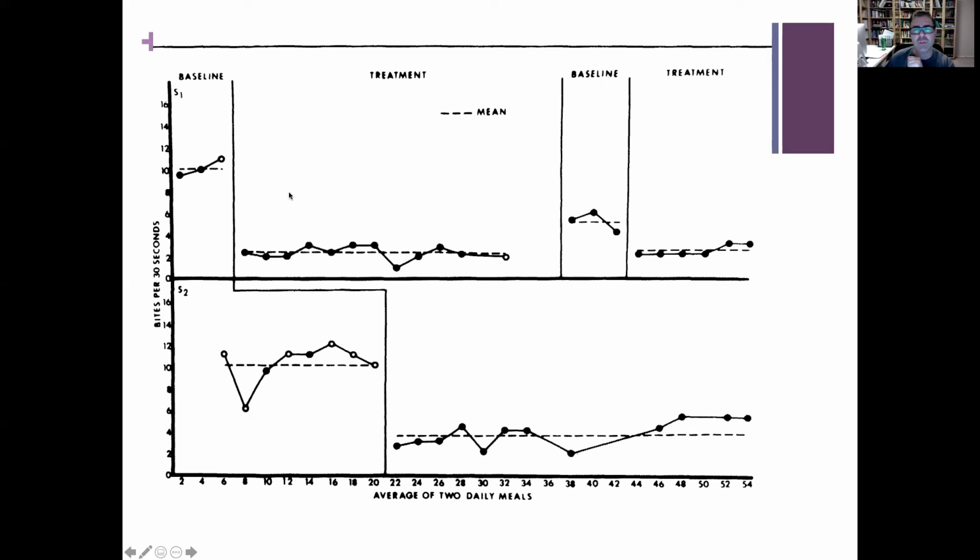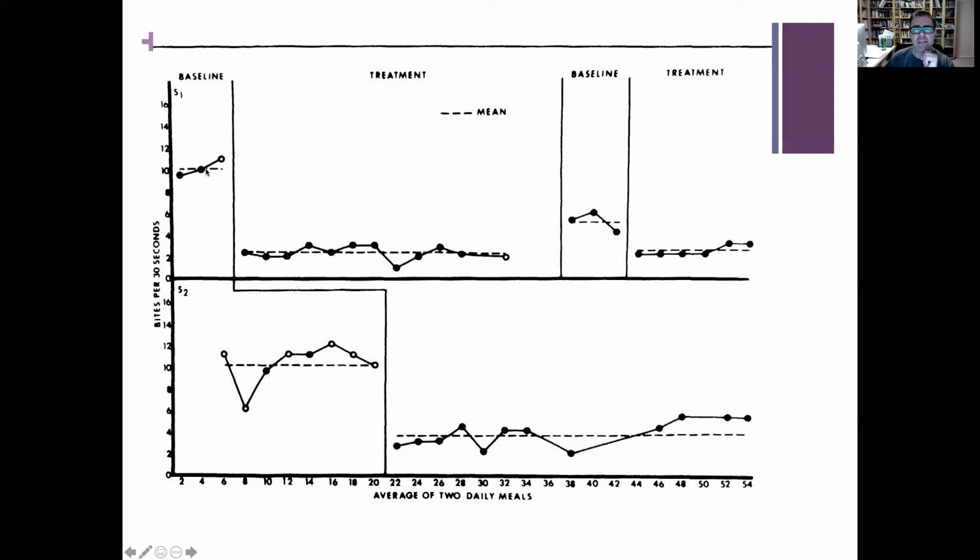So they implement treatment with participant 1. It doesn't change the behavior of participant 2, suggesting that it wasn't something else that happened in the environment. Otherwise, both participants' behavior would have decreased. So only the participant who received the intervention, we saw a decrease in behavior. And then, of course, later on, the effects are replicated for the second participant. So implemented later at a period of time, and then that decreases. Remember the logic of the multiple baseline, right?